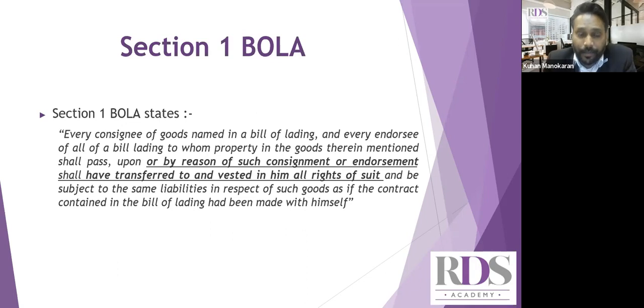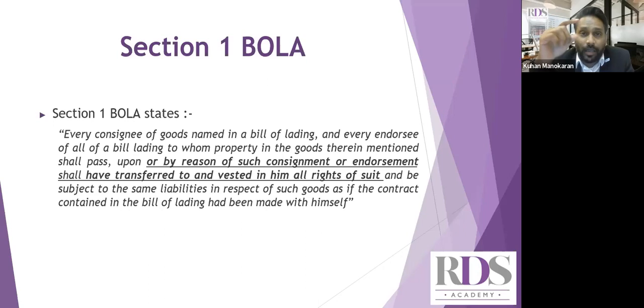Now, from the wording, it is evident that the right of suit is only vested in him or her when the property in the goods has passed to him or her by reason of consignment or endorsement. Therefore, in order to benefit from Section 1 and to sue on a carriage contract, there are two requirements that must be established. Firstly, he or she is the consignee named on the bill of lading or endorsee of the bill of lading. And the second one is the property in the goods must have passed to him or her upon or by reason of such consignment or endorsement.